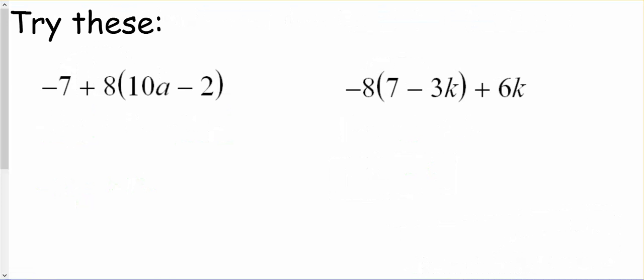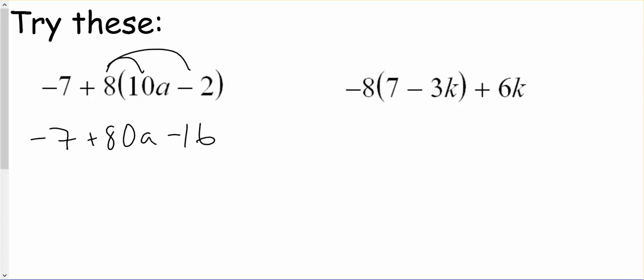So you guys try these. Gonna distribute 8 times 10x. Now I know that I'm gonna have this -7, so I'll just bring this down right off the bat. And 8 times 10a would make 80a, so we're adding 80a, and 8 times -2 would be -16. So what are our like terms? Our like terms are our constant terms.